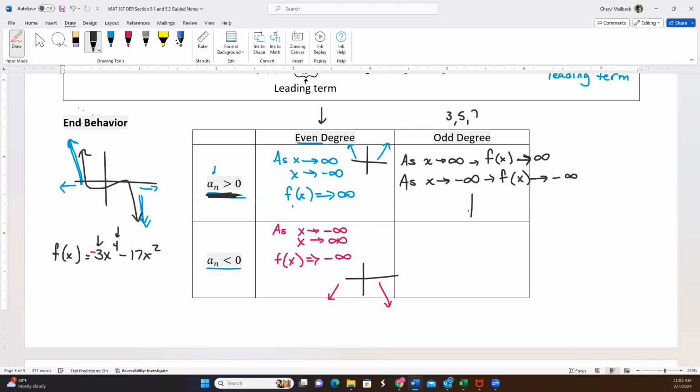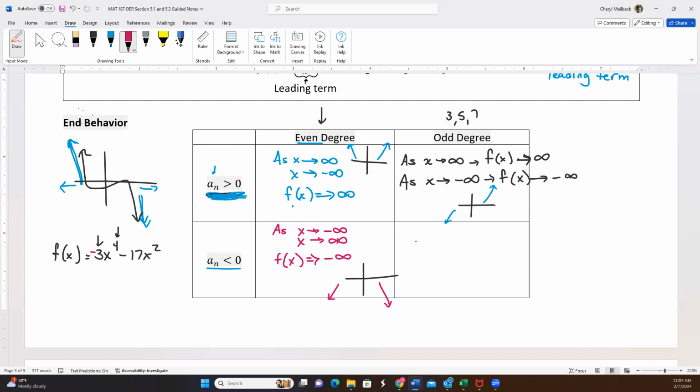So what this looks like is this. As x approaches infinity, the y value approaches infinity, so it's going up. But as x approaches negative infinity, the y value will approach negative infinity. So if the lead coefficient is positive, then the end behavior of your function will look like that.